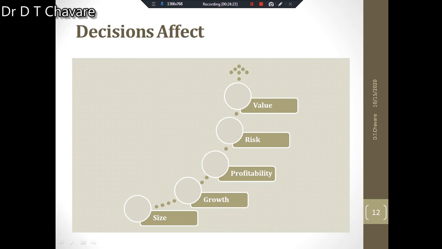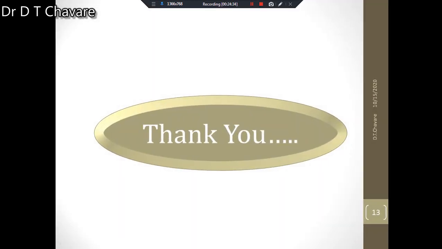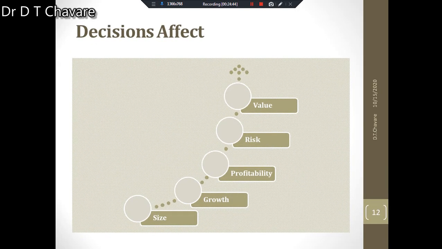It means that the three types of decisions we have studied can affect these five aspects. Then we have to understand these effects. What are those five aspects? First aspect is size of the business. Second aspect is growth of the business. Third aspect is profitability. Next aspect, risk, and the last, value.